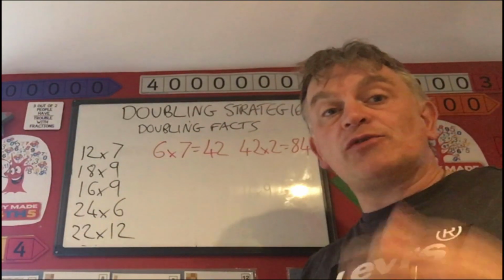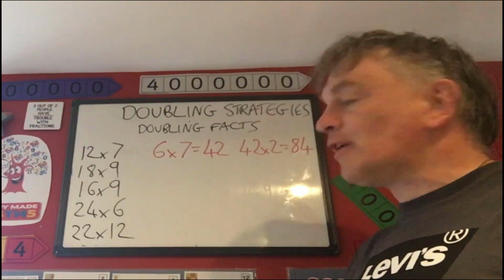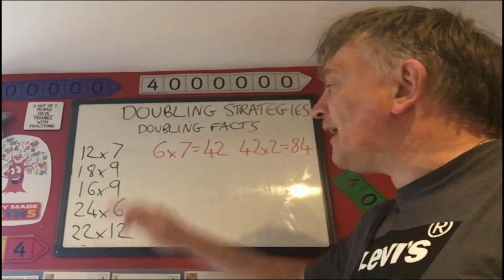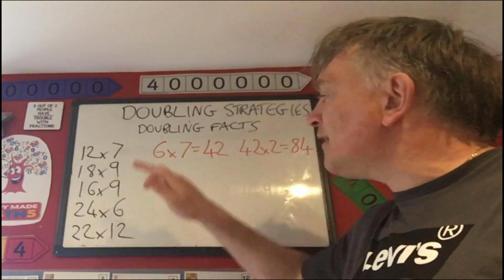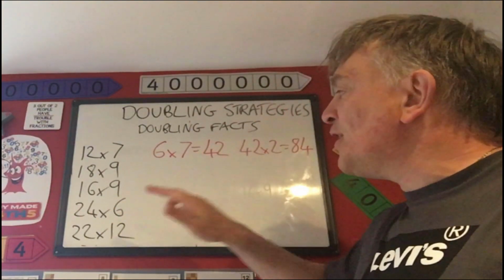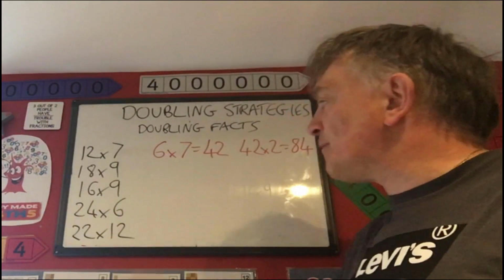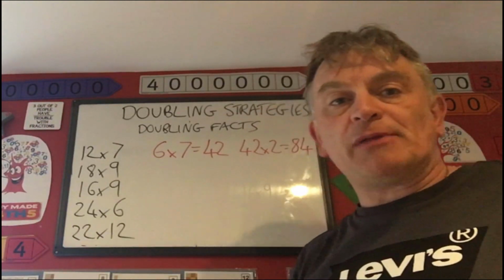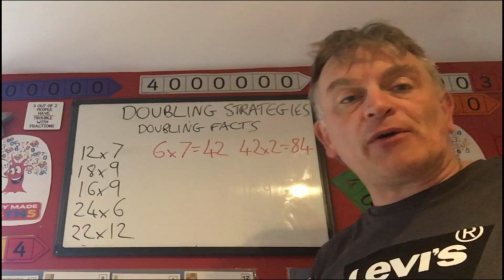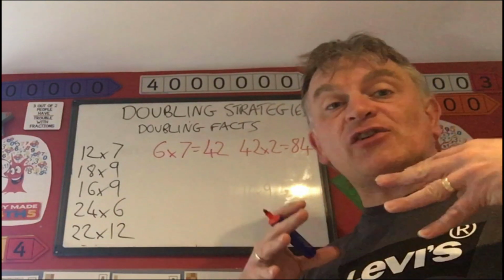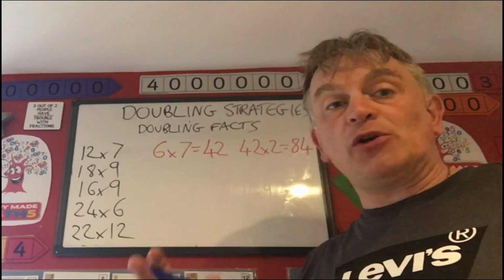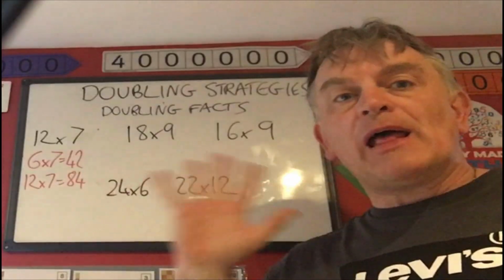I want you now, we're going to pause the video, I'd like you to look at all these other calculations. I'd like you to look at 18 multiplied by 9, 16 multiplied by 9, 24 multiplied by 6, and 22 multiplied by 12. Have a look at those calculations and try to work them out. What fact can you use in order to help you work out the product? Well, let's take a quick look.